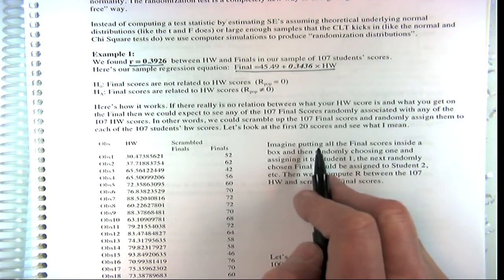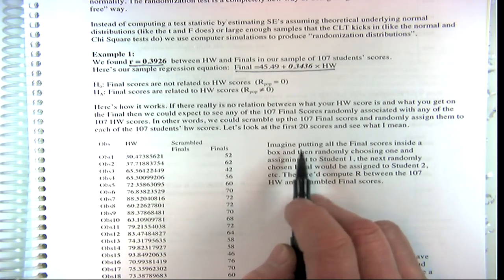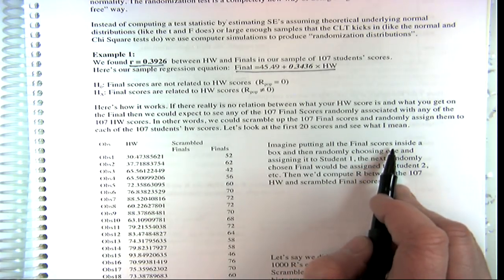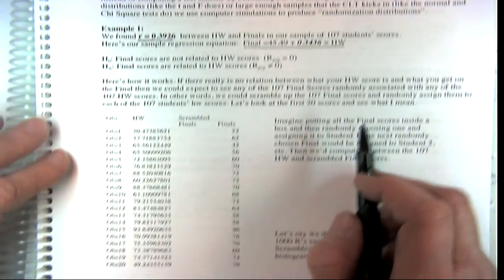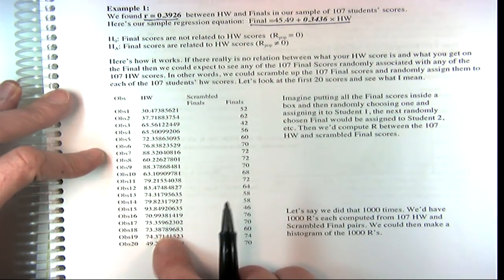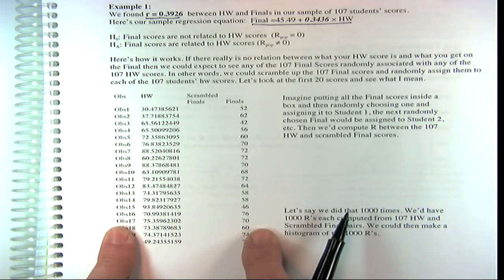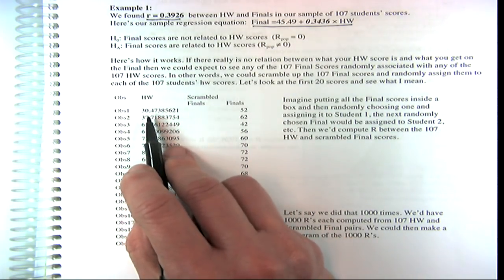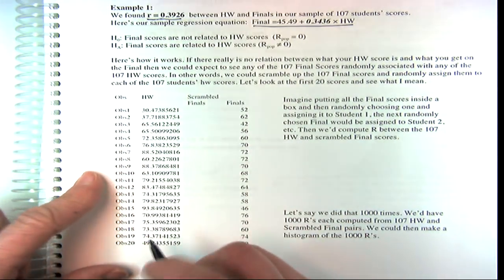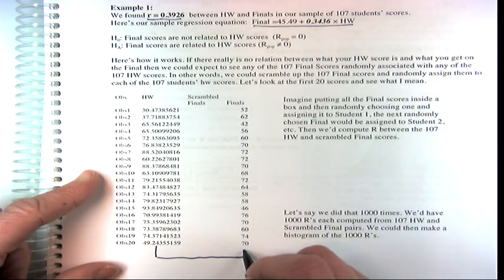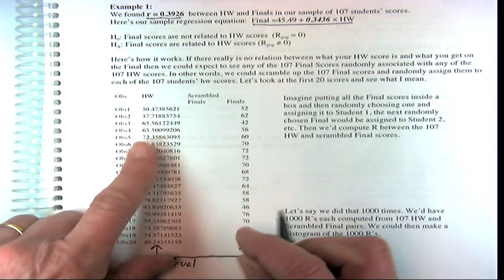So imagine, this is how we're going to visualize it, and tell me if you think this is helpful or if you can picture this. Imagine putting all the final scores inside a box, okay? And then randomly choosing one and assigning it to student one. There were 107 students in the class. Here's the first 20, and these are their actual pairings. This student really got a 30.47 on the homework and really did get a 52 on the final. So these are the actual X, Y pairs.